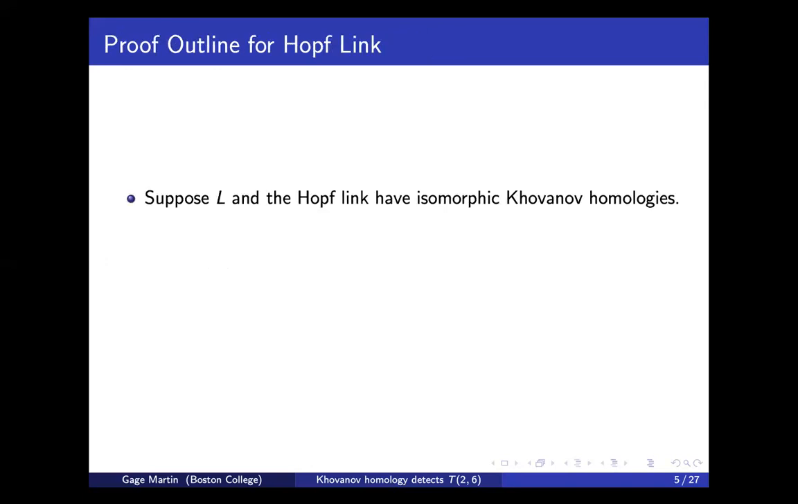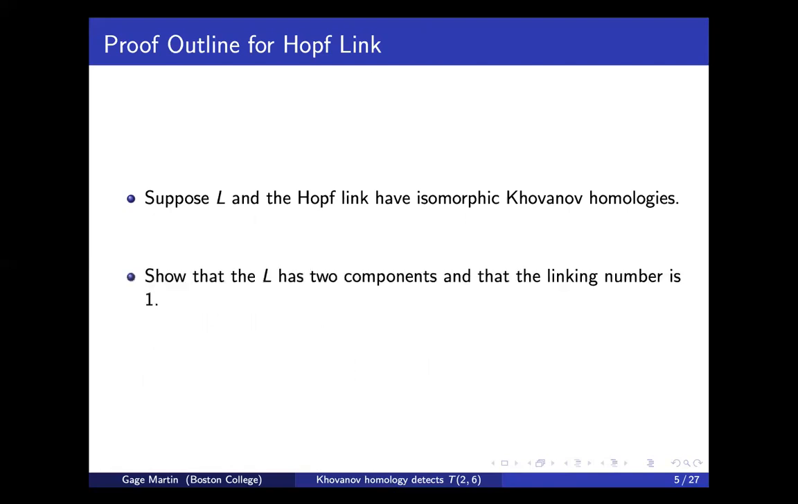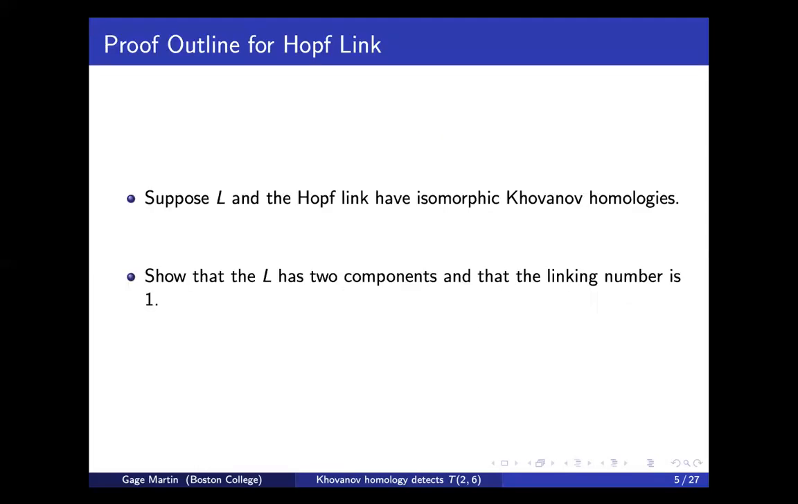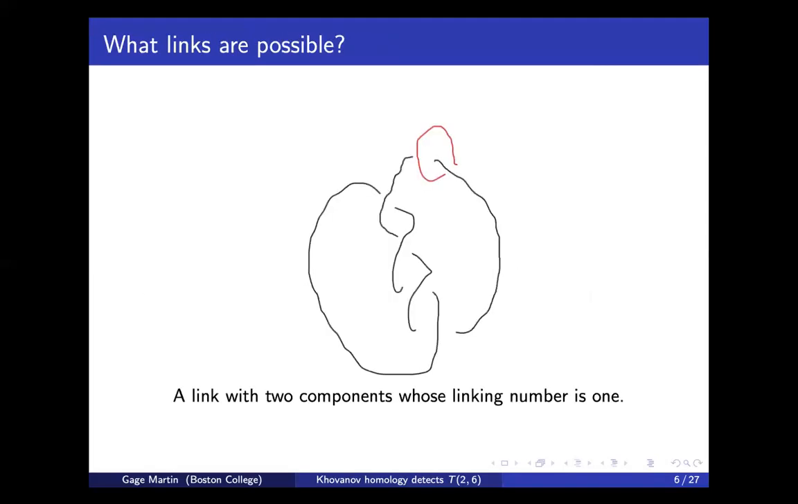So how do we prove that Khovanov homology detects the Hopf link? Say we had some link L that has the same Khovanov homology as the Hopf link. What we could first do is show that L has two components and that the linking number between these two components is 1. But we might ask, what sort of link could L be then? This is an example of some link that isn't the Hopf link that has two components and the linking number between these components is 1.